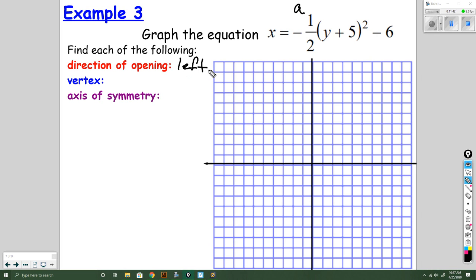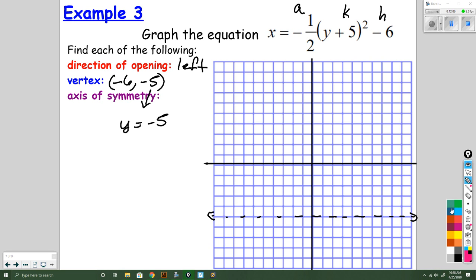And then in terms of the vertex, make sure that we remember here's our h, that's just negative 6. Here's our k, which is negative 5. And then that means the axis of symmetry is the y value, not the x value, right? Because this one's opening to the left, or horizontally rather. So y equals negative 5 is shown here. Remember, that's not actually part of the graph, but it gives us a guideline as to how to graph this function.